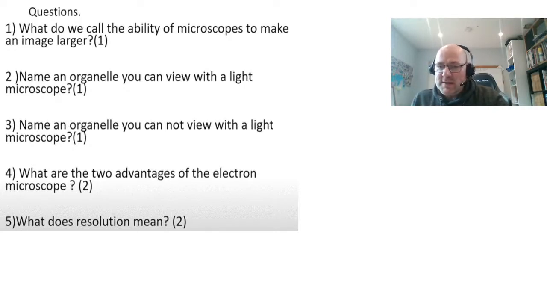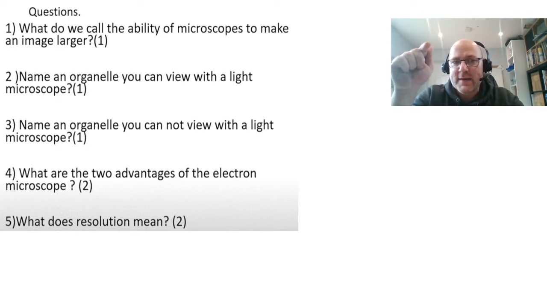You could see a plant cell and you could see the nucleus, Georgette, inside the plant cell, but you wouldn't be able to see the mitochondria or the ribosomes with a light microscope.